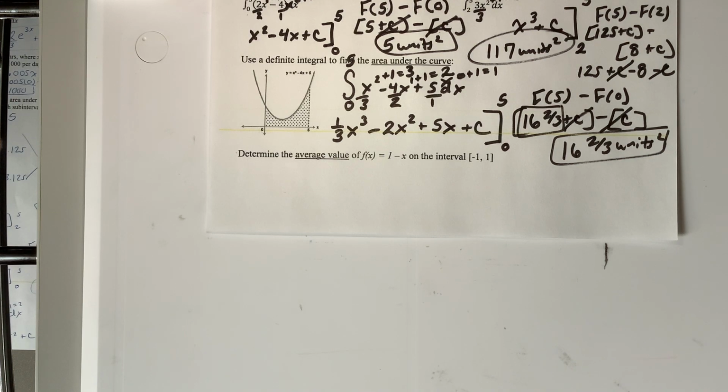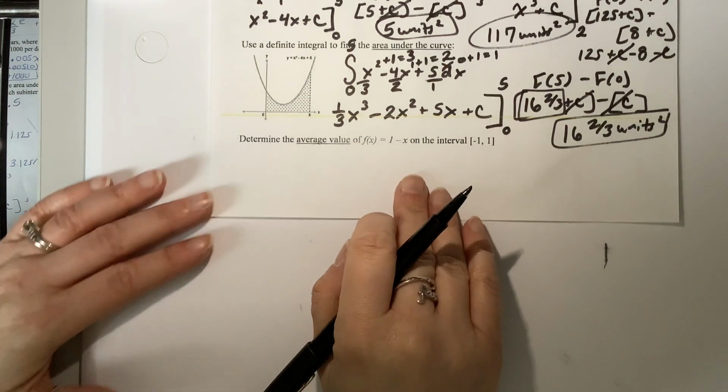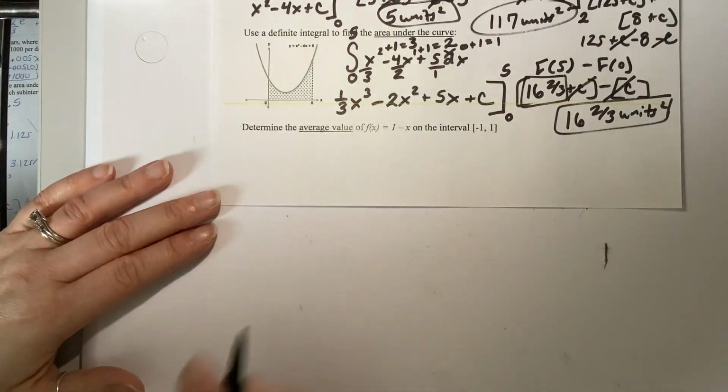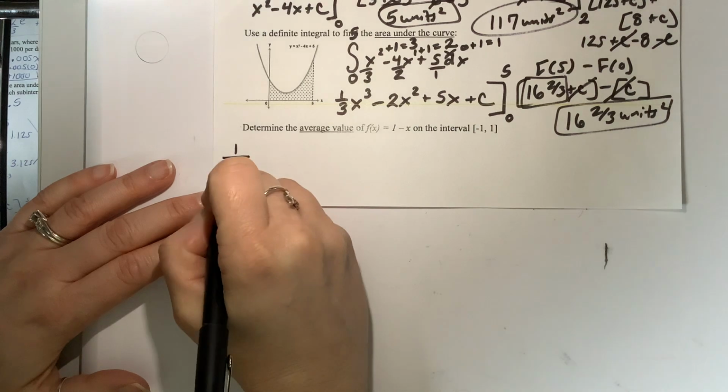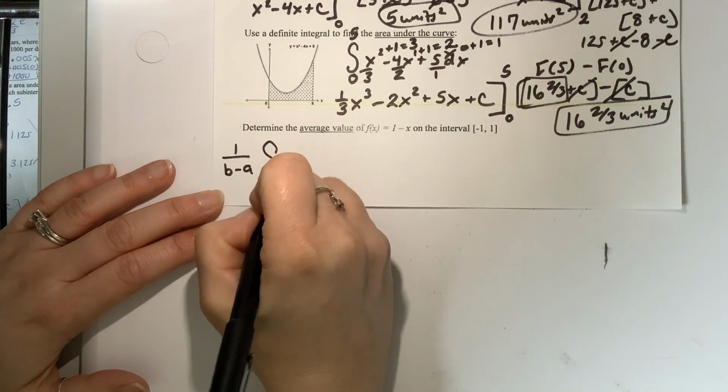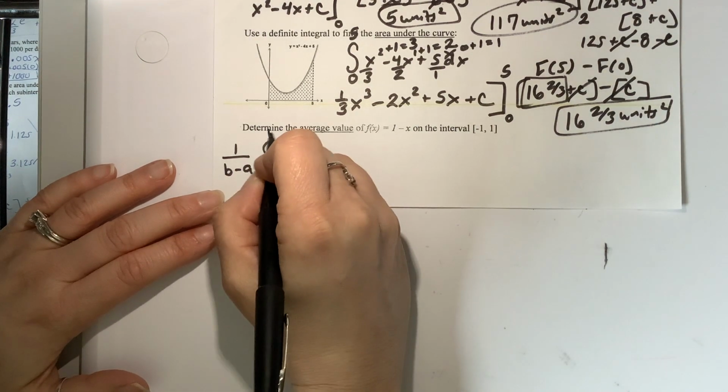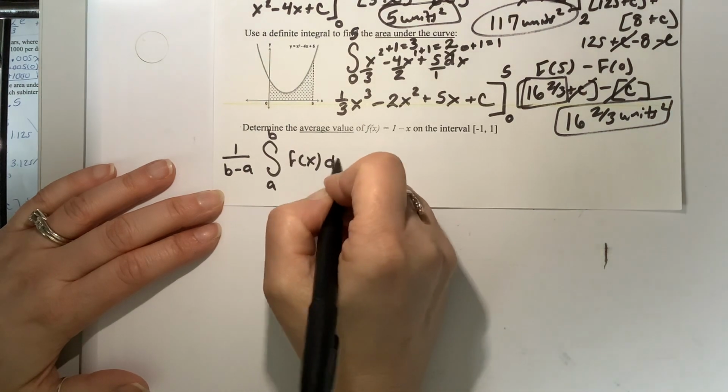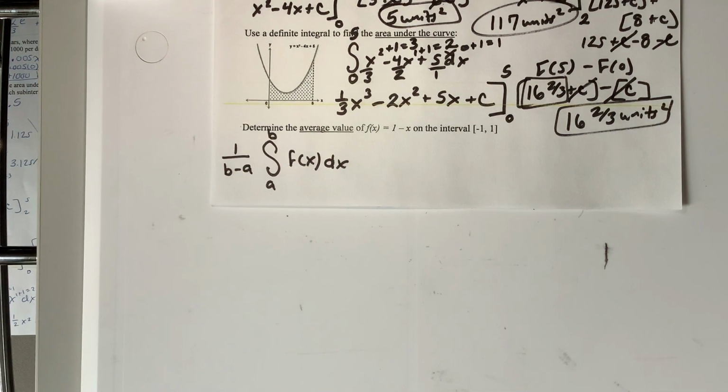Okay, then we went into applications. On the test where there's applications, you are given the formula. Average value, it's 1 over b minus a. We're going from a to b of f of x. So that will be on the test.